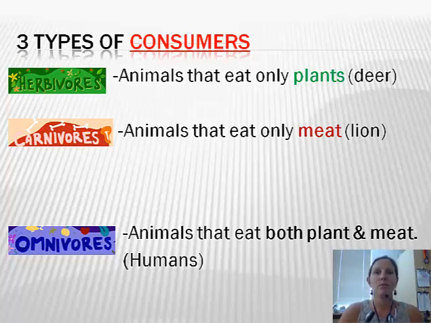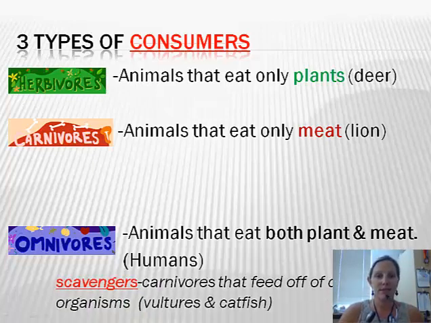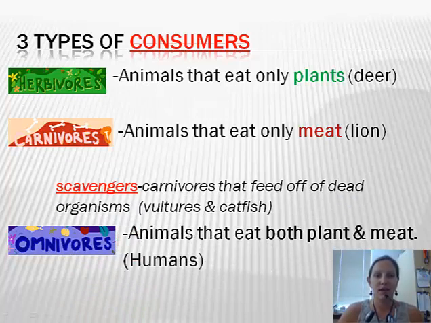Now there's one more player in here, and that's going to be your scavengers. Those are specific carnivores that feed off of dead organisms. So vultures and catfish would be examples. Scavengers only eat things that are dead. It's usually meat, so that's why they're a carnivore, but it's got to be something dead.